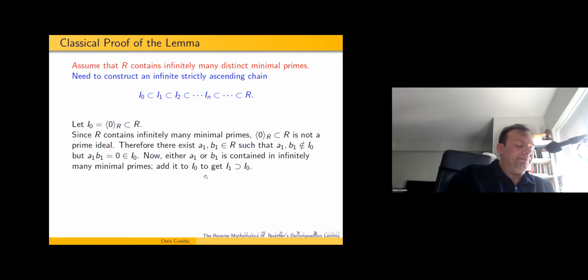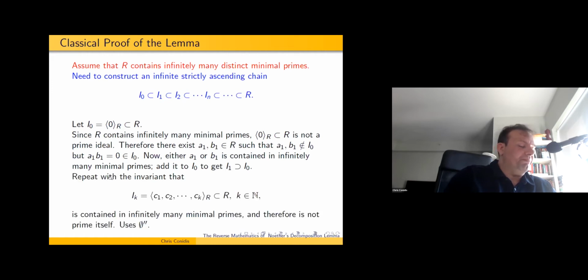And so this is sort of an algorithm, an algorithm relative to zero double prime, that decides whether or not you put A1 or B1 into the ideal I1. And then if you just repeat this, you can repeat it uniformly using a zero double prime oracle, say. You can repeat this argument over and over and over again to construct a strictly ascending chain of ideals in your ring, right?